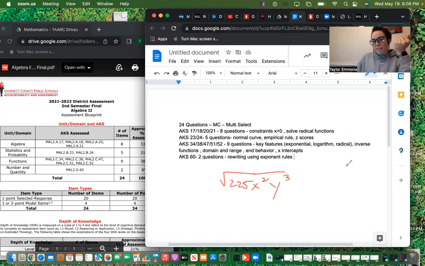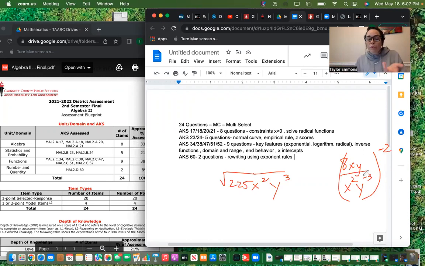Another way you might see this, if I had something like this, is simplify it. You could see either one of these questions on there, and those exponent rules are really important. We will go over those in a little bit as we work through a couple of problems. These are the different types of problems you're going to see. Again, 24 questions, and you have an hour and a half to take it, so you'll be fine. Don't fret about the time frame.